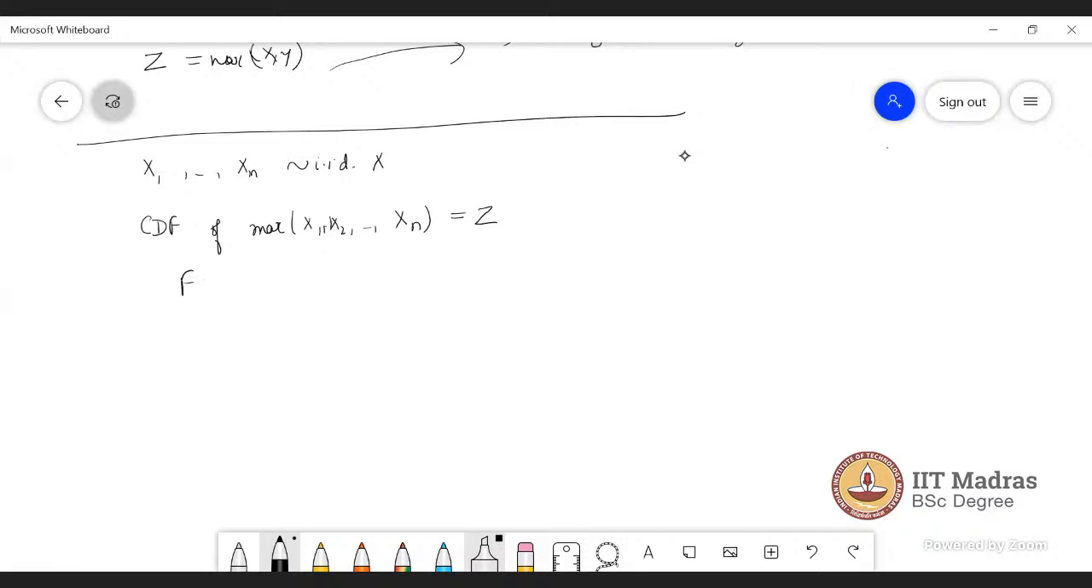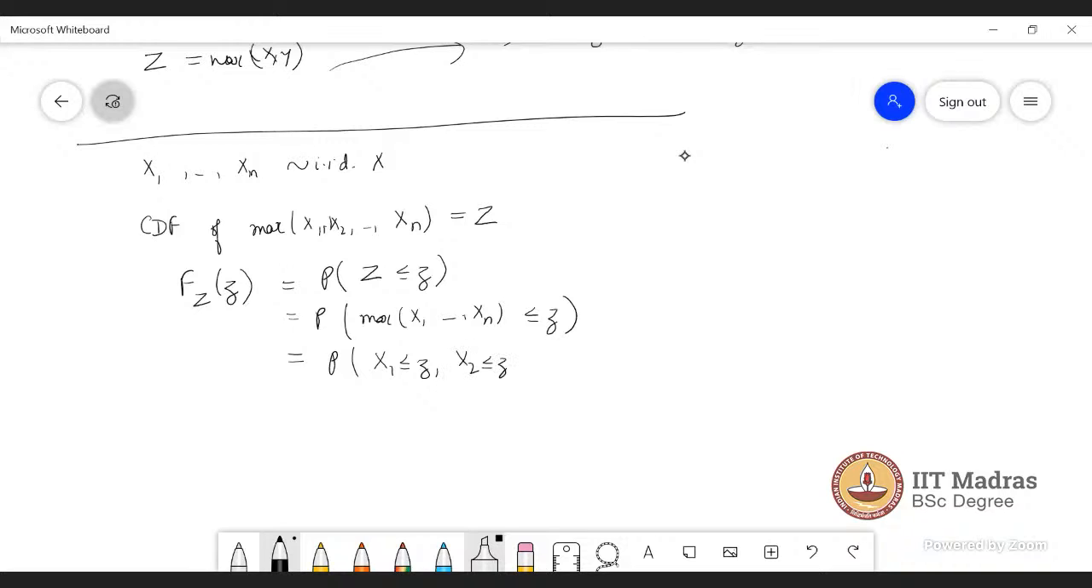So the CDF definition will be F_Z(z), and this is the same as the probability that Z is less than or equal to z. And what is capital Z? It is the maximum of x1 to xn, and this is less than or equal to z. Whatever the maximum is among the samples x1, x2, xn, if it is less than or equal to z, it means that each of the samples is going to be less than or equal to z. So we can write this as x1 less than or equal to z, x2 less than or equal to z, up to xn less than or equal to z.